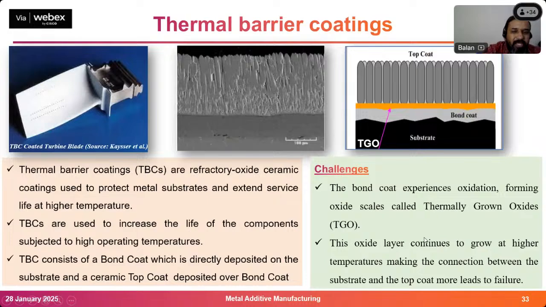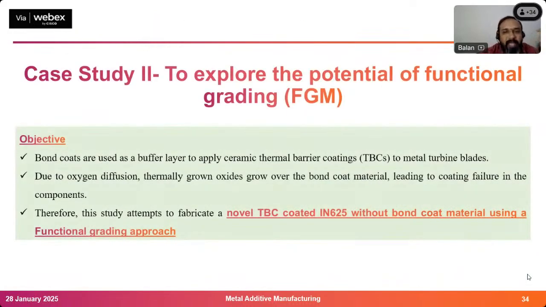This TGO, the thermally grown oxide layer, continuously grows at higher temperature, weakening the connection between the substrate and the top coat, which leads to failure. So this is some introduction about thermal barrier coatings. Why am I giving this introduction? Because we try to make a turbine blade, or you can say a coating, by using this LED technique, the laser direct energy deposition method.